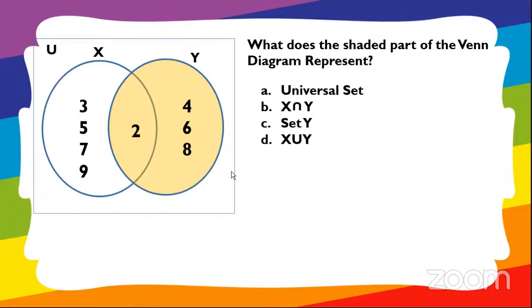Okay, so just checking. Are you able to see the presentation? Just put in the chat if you are able to see the presentation. All right, wonderful. What does the shaded part of the Venn diagram represent? Is it A, the universal set; B, set A intersect set Y; C, set Y; or D, set X union set Y? What do we have?